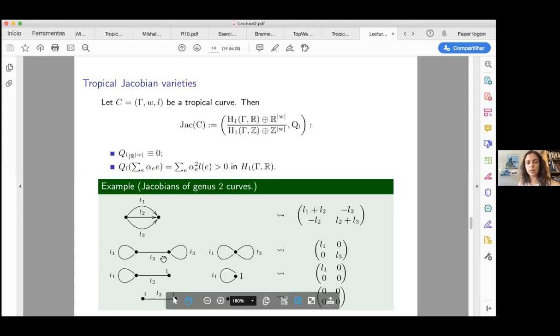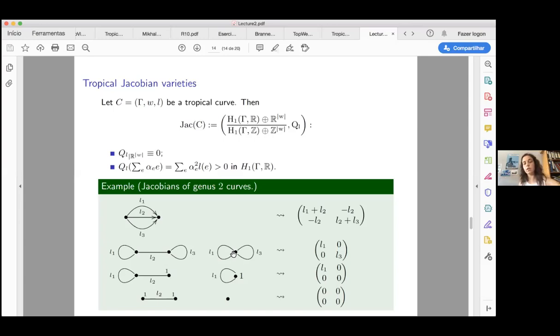Okay, but in the exercises tomorrow, it's easy to convince ourselves that this is always the case: if you have a separating edge, for instance, and you contract your separating edge, the Jacobian will not change. The tropical Jacobian doesn't change. And there's a classical version for this, actually.